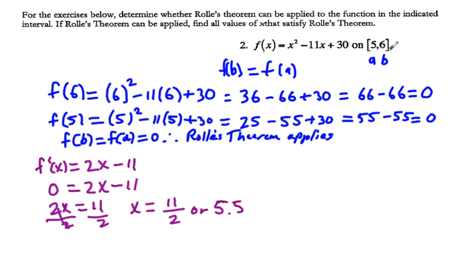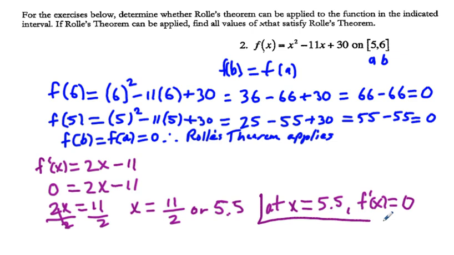And so, is this a value between 5 and 6? Yes. So we say that at x equals 5.5, the instantaneous rate of change, f prime of x, is equal to 0, or a horizontal tangent line. So that is our value of c that makes this work. So let's go ahead and box this one.